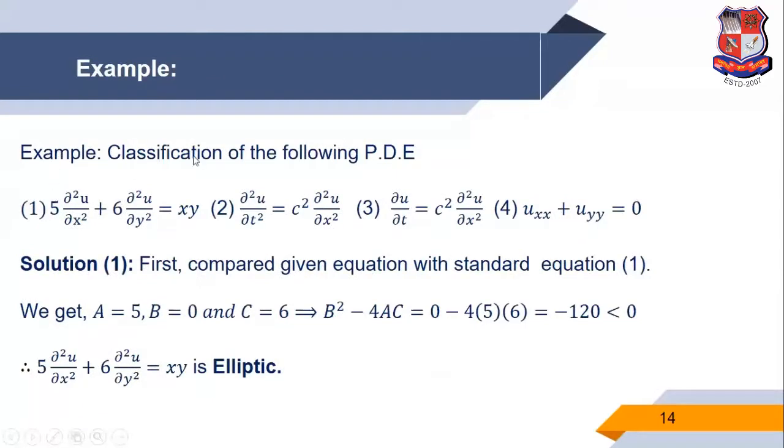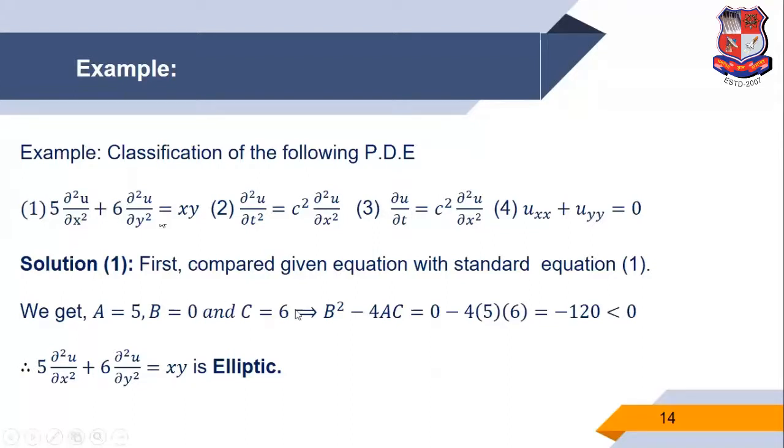Now we discuss some examples. The first example: 5 into del square u by del x square plus 6 into del square u by del y square is equal to xy. Now we check which type this PDE is: elliptic, parabolic, or hyperbolic. We compare this equation with the standard form, then we get A equal to 5, B equal to 0, because the term del square u upon del x del y is absent here, and C equal to 6.